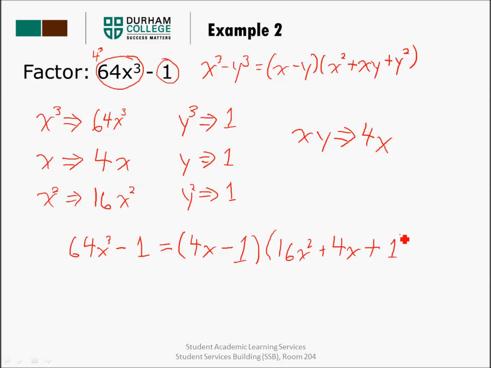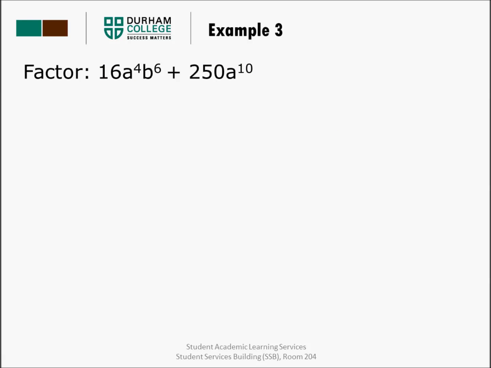So that's it. That thing is factored, because you can't factor it anymore. Now here's yet another example of factoring using sum or difference of cubes. This one doesn't look like you can use the sum or difference of cubes. There are two terms here, but 16 isn't a perfect cube and neither is 250. So what you have to do is factor it out using a different method first.